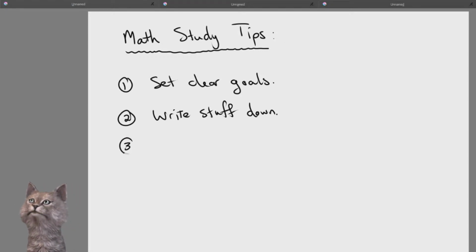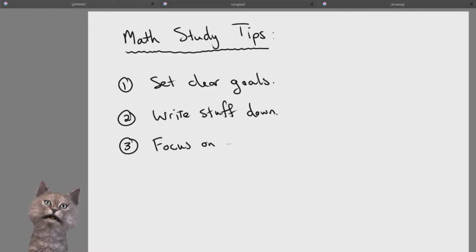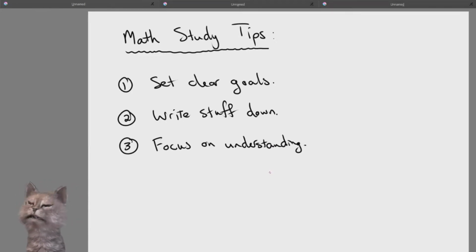The third one is to always focus on understanding. I know it's not what you want to hear, and those formulas are so tempting to just memorize and use. And in some cases, it feels as if you're encouraged to just use a formula and to stop thinking. That is never the case. Understanding is always better than memorizing.